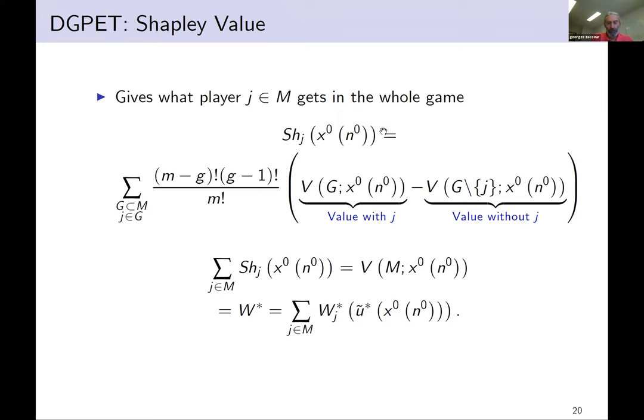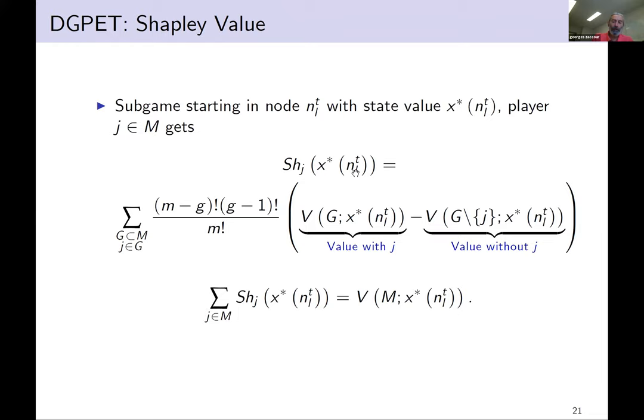Now, what I'm computing here is the Shapley value for the whole game, meaning starting from the initial position, namely the initial node and initial state. Now, the Shapley value is an imputation, meaning that what I'm giving to all players is equal to the characteristic function value for the whole set M. And you remember when I maximized the sum of the payoffs of all the players, I obtained this W star. So this W star is equal to the characteristic function value of the set of players. And this is equal to the sum of the Shapley values. Now I can decentralize it and compute the Shapley value for any intermediate node.